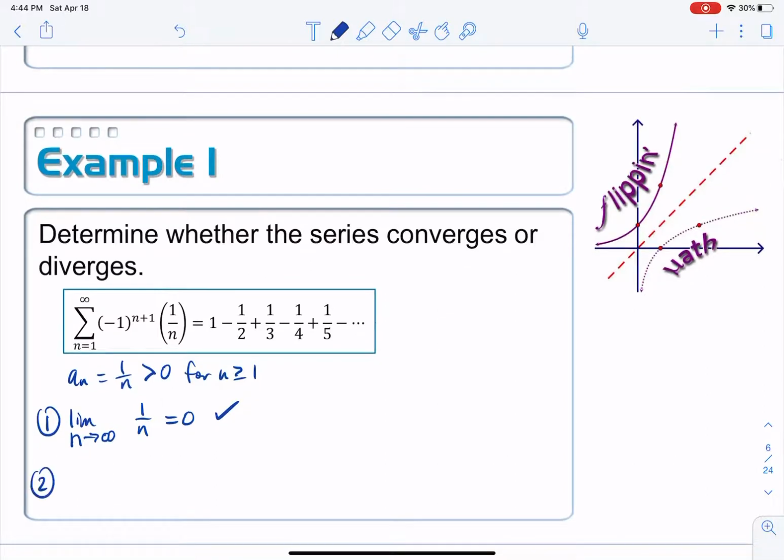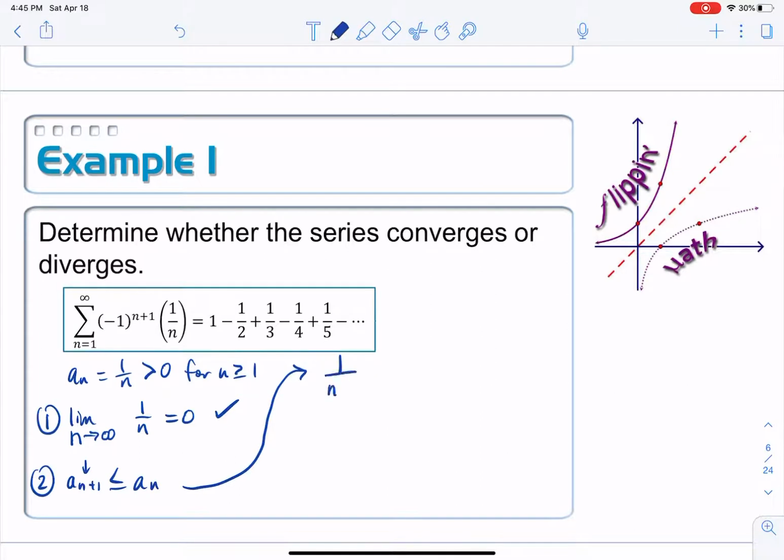Now the second one, what I'm supposed to do is show that the n plus 1th term is less than or equal to the nth term. In other words, our terms are decreasing. I can show this either algebraically or calculus-wise. I'm going to do it algebraically, which means that everywhere I see an n, I plug in an n plus 1. I would have 1 over n plus 1. Is that less than or equal to 1 over n for the nth term?